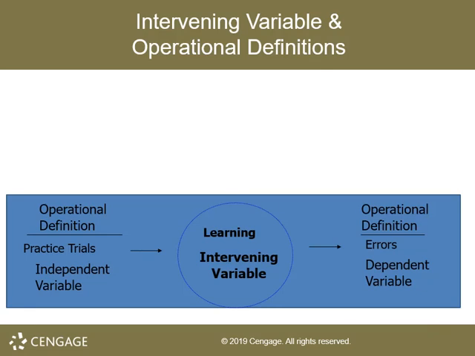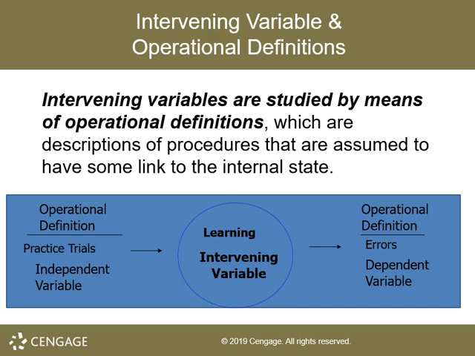So, the intervening variable in operational definitions. We have the operational definition of practice trials, and that is the independent variable, the number of practice trials. The operational definition of errors is how many errors we saw committed during this particular trial. We see this as the dependent variable. And in the middle, we have the intervening variable of learning. So intervening variables are studied by means of operational definitions, which are descriptions of procedures that are assumed to have some link to the internal state.